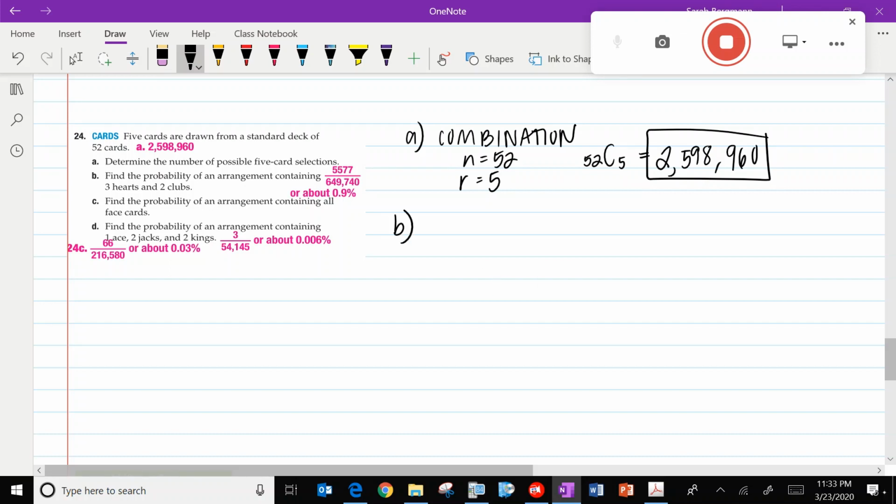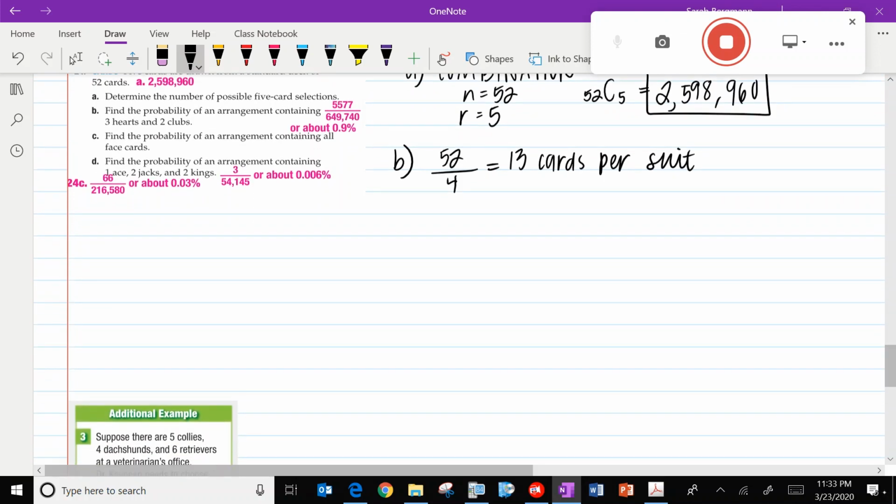Okay, part B. Find the probability of an arrangement containing 3 hearts and 2 clubs. So first of all, you should know that there's 52 cards and 4 suits: hearts, diamonds, clubs, and spades. So 52 divided by 4, there's 13 cards in each suit. That's something that you need to know. Otherwise, you'll just have to do 52 divided by 4 each time you get a problem like this. Okay, so if I have 13 cards per suit, that means I have 13 hearts and 13 clubs.